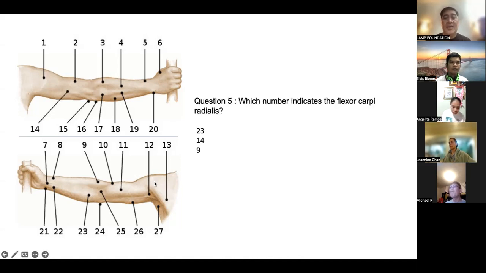Which number indicates the flexor carpi radialis? By the way, I'd like to remind everyone to Google the pronunciation of all the muscles. It would be very pathetic if people hear us mispronounce all the names. That's a sign of low education. So let's try our very best to give the right pronunciation, so that we can all feel confident. Flexor carpi radialis. Number 23, Doc. Very good.